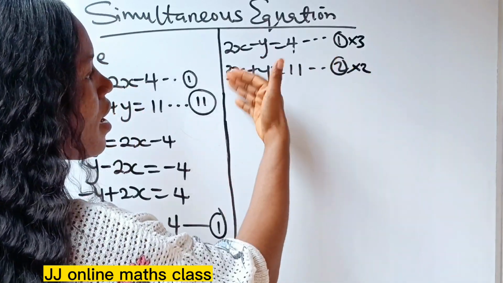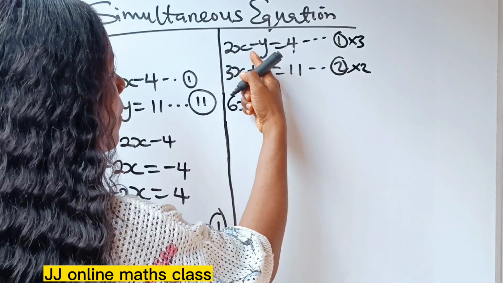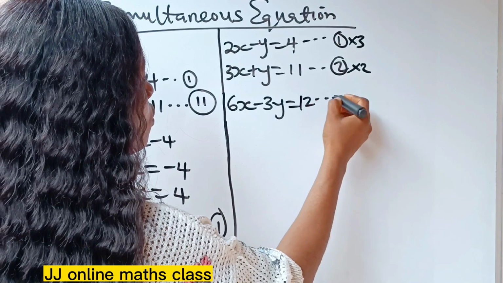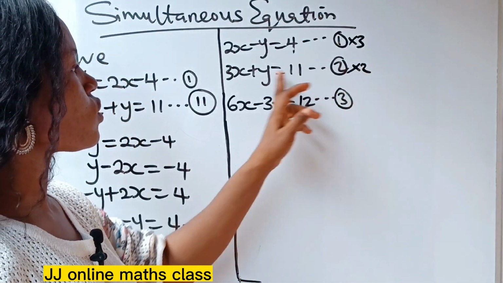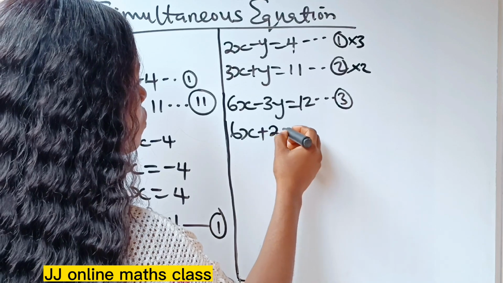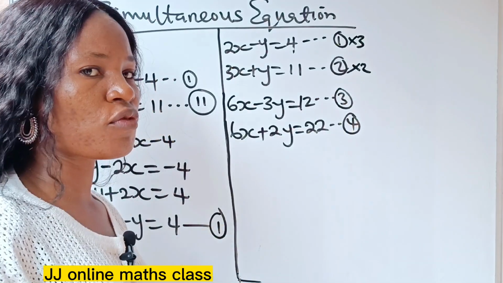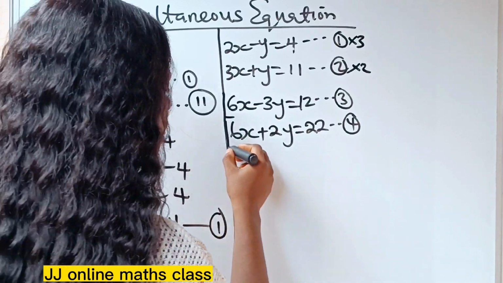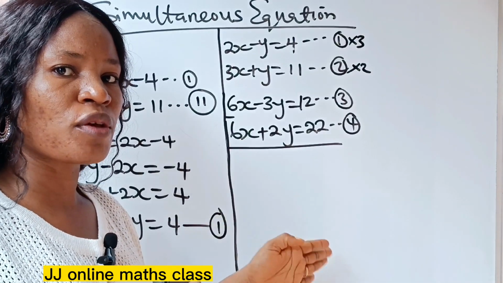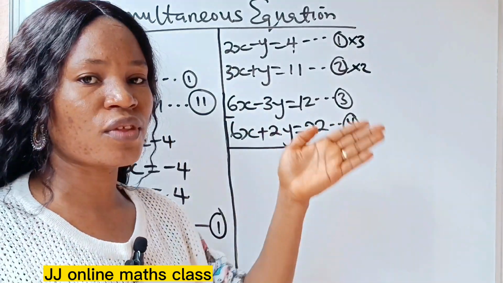Let's go ahead and multiply out. 2x times 3 gives 6x. Minus y times 3 gives minus 3y, is equal to 4 times 3, which gives 12. This is equation 3. Now 2 times 3x gives 6x, plus y times 2 gives 2y, is equal to 11 times 2, which gives 22. This is equation 4. Then we are going to subtract. Notice that when we subtract, we remove x, which is the essence of the method. You remove one of the variables so that you can solve the other.